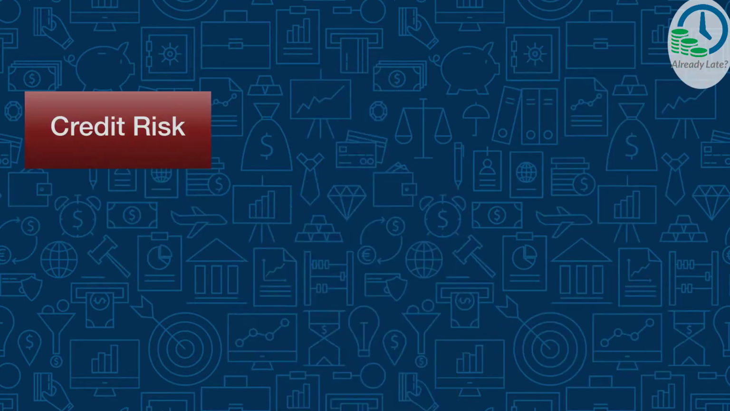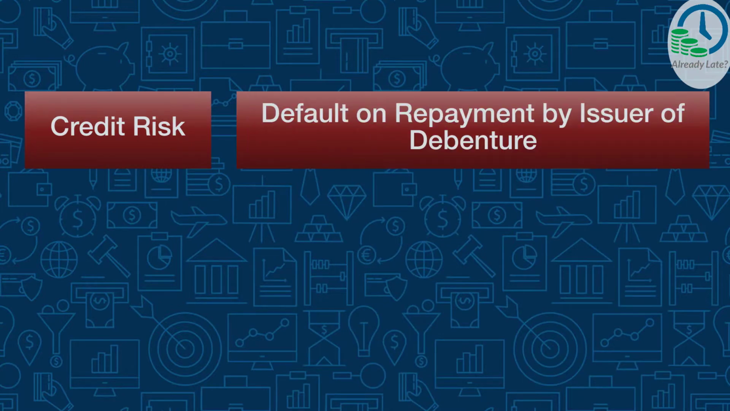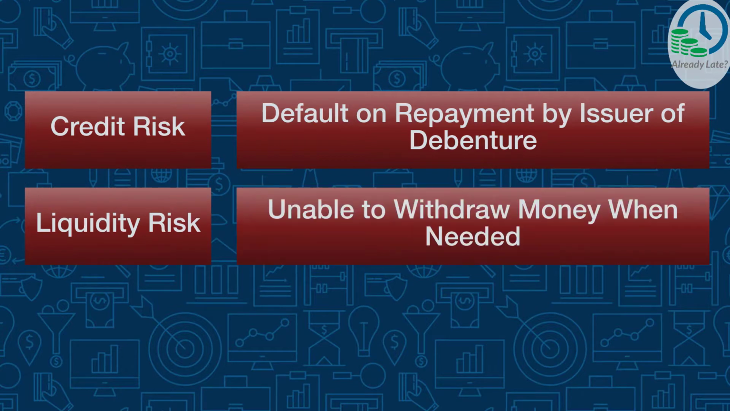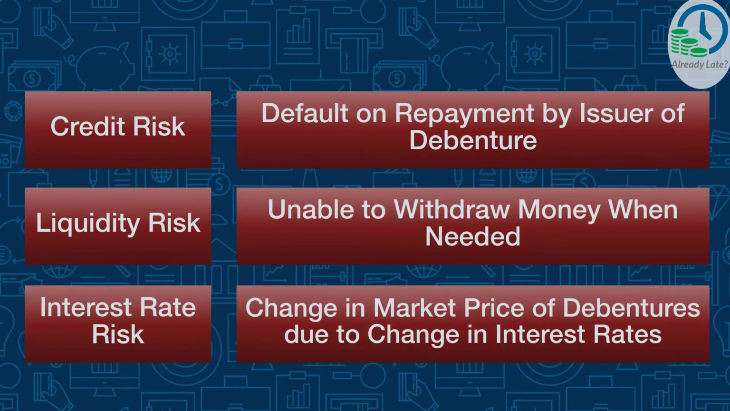Investing in debentures carries three significant risks: credit risk, liquidity risk, and interest rate risk. Credit risk is the likelihood that the issuer of the debenture will default on repayments. Liquidity risk is the risk of not being able to withdraw your money when you need it. Interest rate risk is the risk of changes in the market price of the debentures due to change in interest rates in the country.